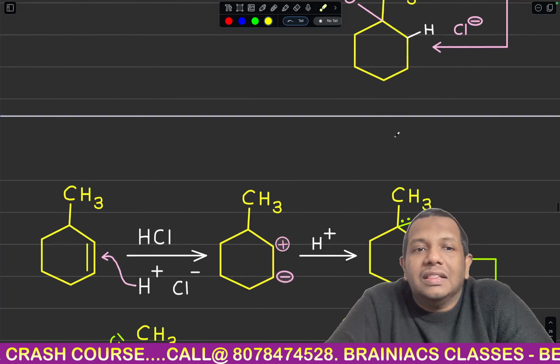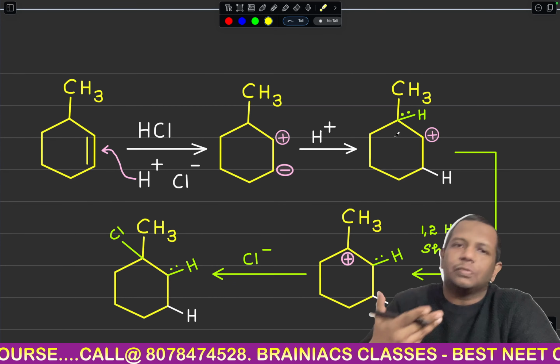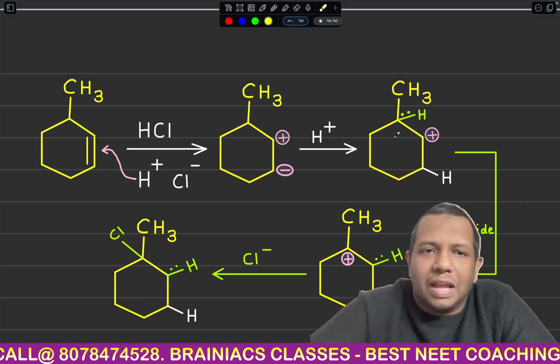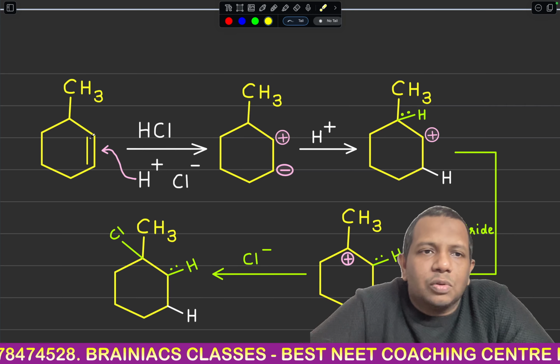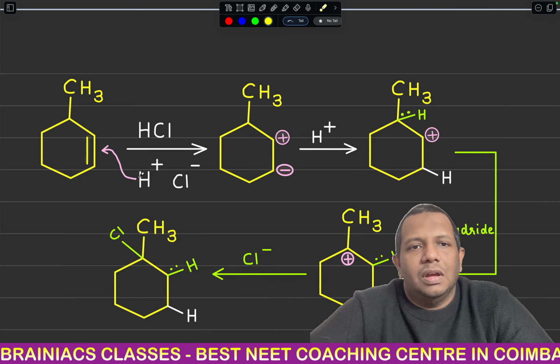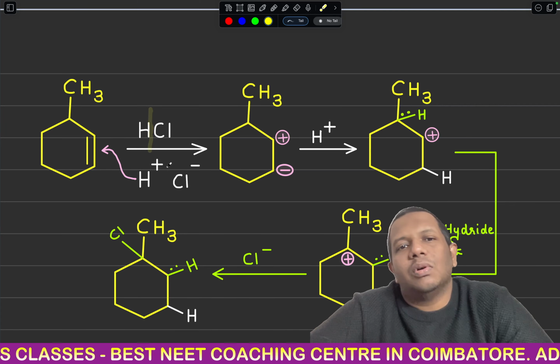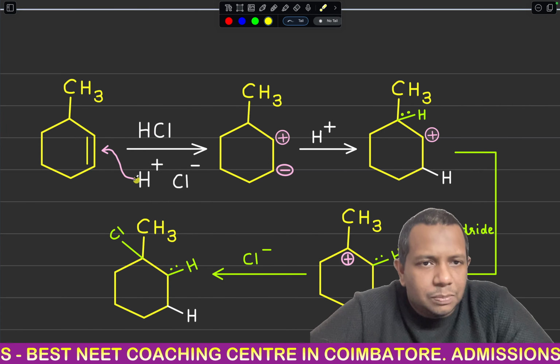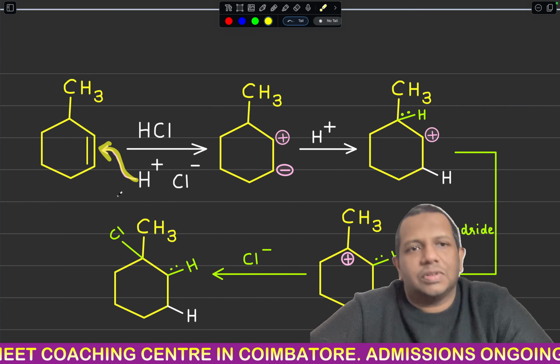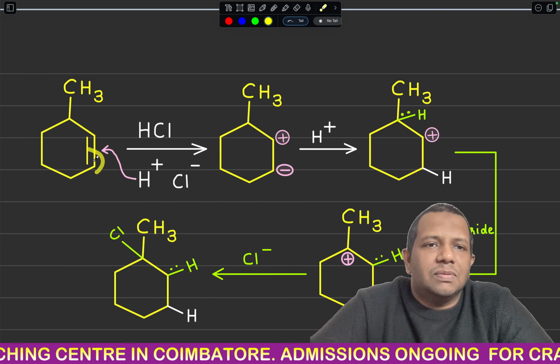But there is one more important point I want you to take notice of. I am taking the third option also, just for studying actually. I need to know what will happen here also. So here also the pi bond is present. Now again HCl undergoes heterolytic fission. The H plus will approach the pi bond first. Now again the polarization will happen.